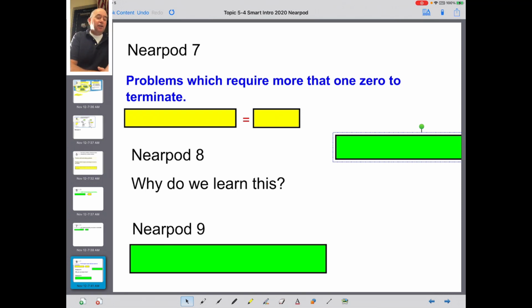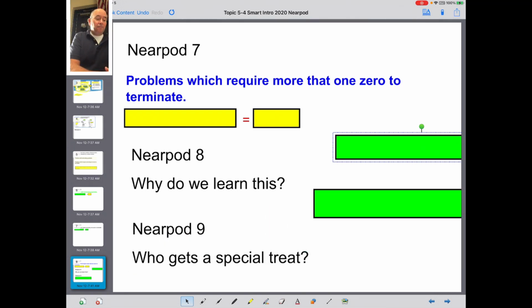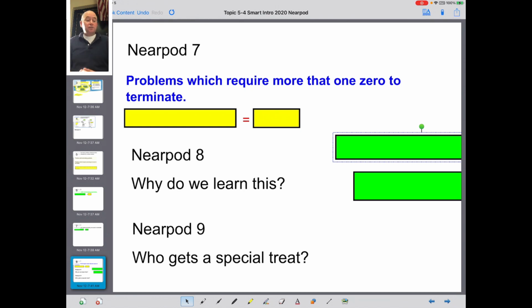All right, Nearpod number 9. Here we go. Who gets a... What does that mean, Chris? Who gets a special treat? Wow. Ooh, cool. All right, well, I'm out of here. I don't want to get involved in any special treats. It's COVID. They'll probably have to eat them underneath their masks.